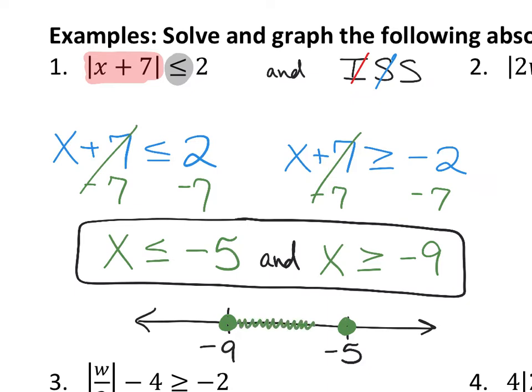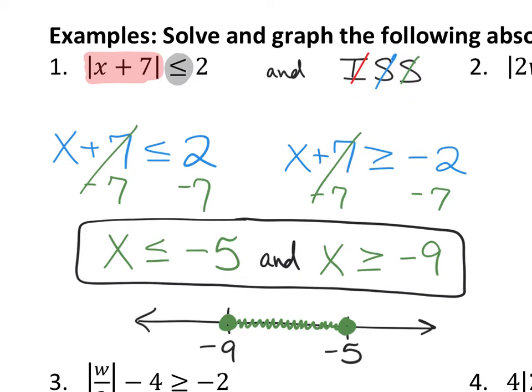Inside. So all of the numbers in this domain from negative 9 to negative 5, like negative 7, would work. Negative 6 would work. All of those are solutions, but the moment I have a number outside of this interval, it's out.